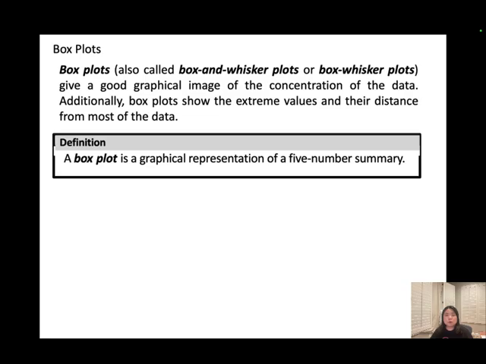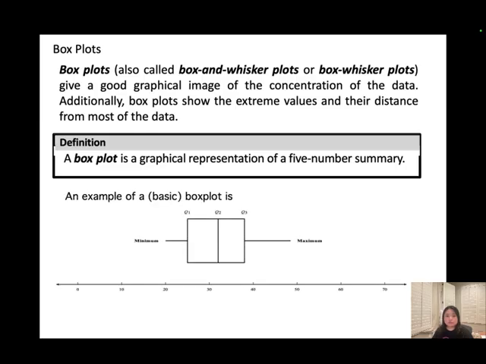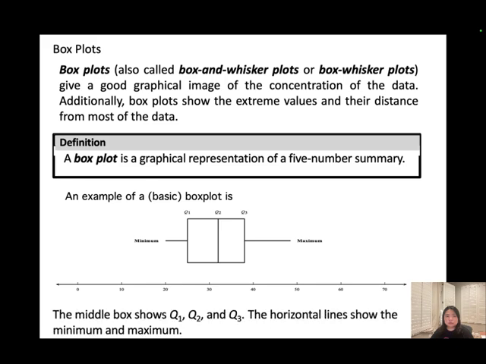Boxplots, also called box-and-whisker plots, give a good graphical image of the concentration of the data. Additionally, boxplots show the extreme values and their distance from most of the data. This is just the regular boxplot. You have the minimum here, Q1, Q2, Q3, and also the maximum at this point. So we can use the 5-number summary to construct the boxplot.